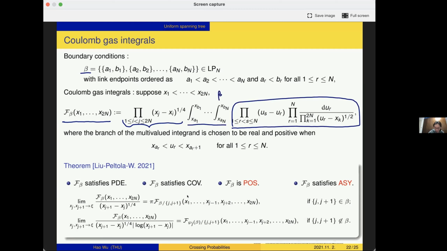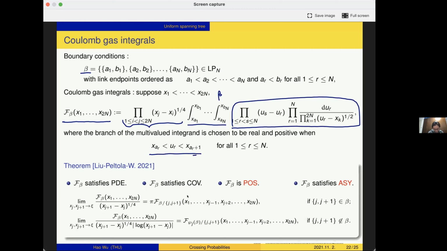Okay, and for this integrand, in order to well define what we mean by this integration, we need to choose a branch for the integrand. And we choose it in the following way. We choose it to be real and positive when the variable u_r is between x_{a_r} and the next neighboring point.